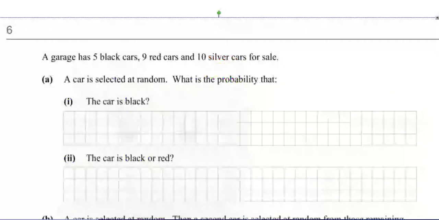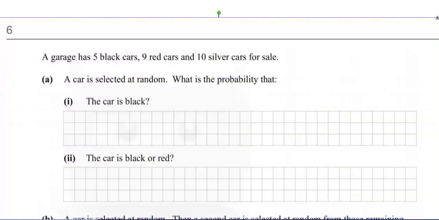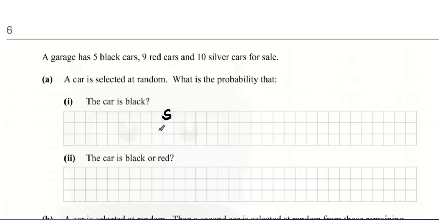What we're going to do, a garage has 5 black cars, 9 red cars and 10 silver cars for sale. A car is selected at random. What's the probability that the car is black? All right, 5 out of, what's that, 19, 24. What's the probability the car is black or red? Black cars, red cars. So that's 14 out of 24, which is 7 out of 12.